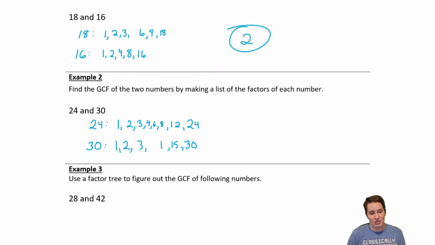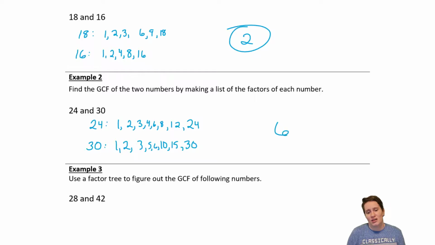I was about to mess this up. 3 and 10, and then 5 and 6. I was about to say 3 and 6 or something. 3 and 5, and I was like, wait. Okay, so the biggest number that goes into both of these is 6. So yes, 2 goes in, yes, 3 goes in, but the biggest number that goes in is 6.